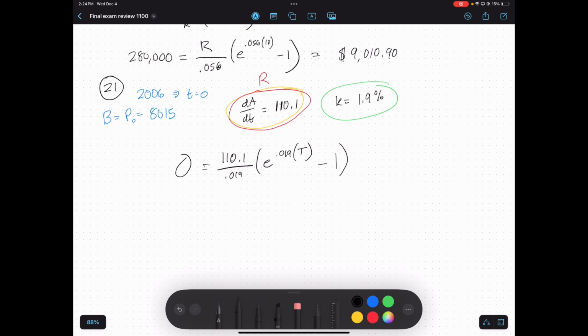So instead, how could I change this? Negative k. I could maybe treat this as a present value equation, maybe? Honestly, though, we really just need to flip how we're thinking about this. I can still use this equation, I can still use this setup, but instead of setting it equal to 0, I'm going to set it equal to 8,015.